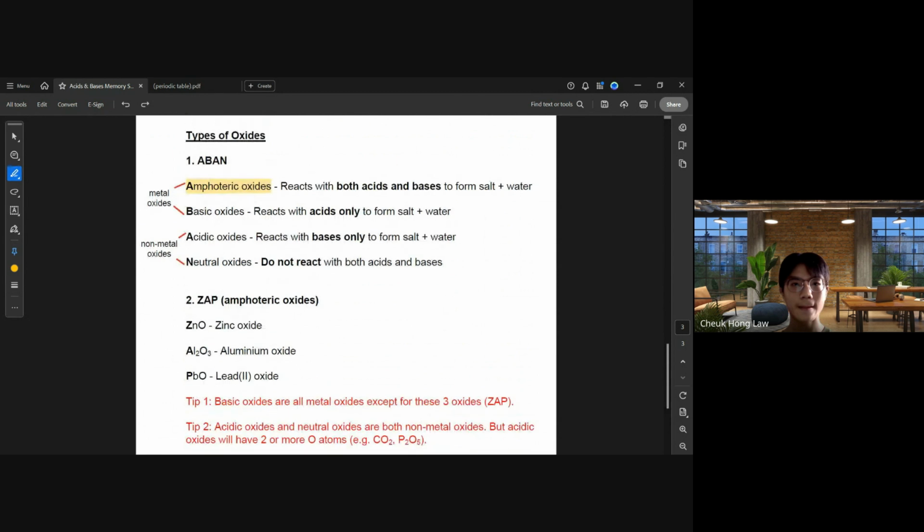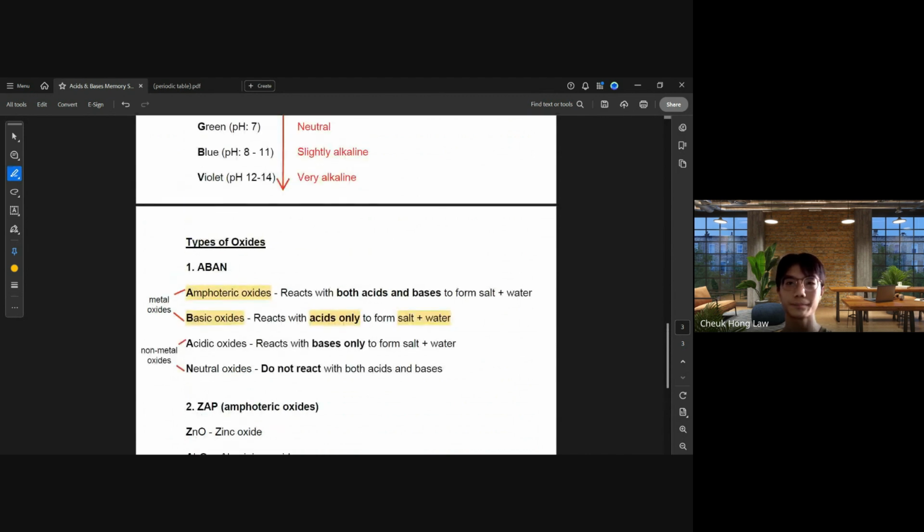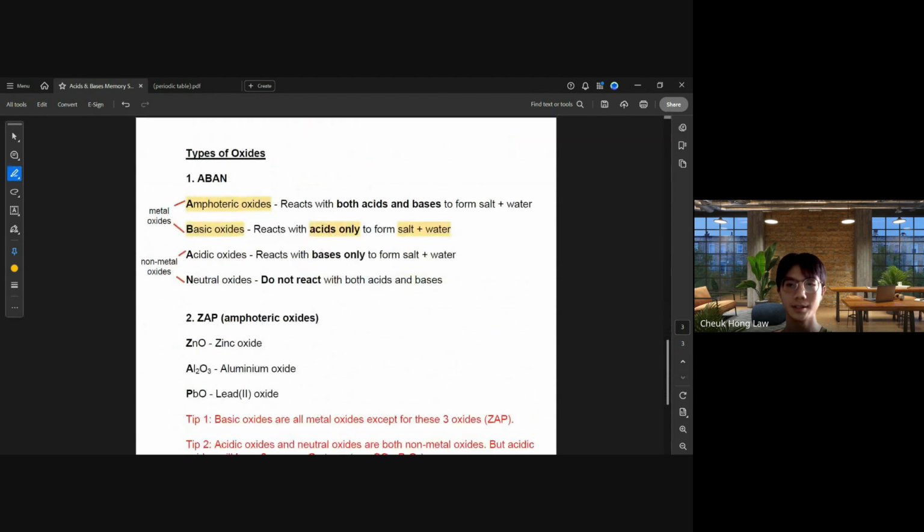Next we talk about basic oxides. Your basic oxides act as a base. So what do bases do? They can react with acids only. They can't react with another base. So basic oxides can only react with acids, again to form salt and water, which is your neutralization.